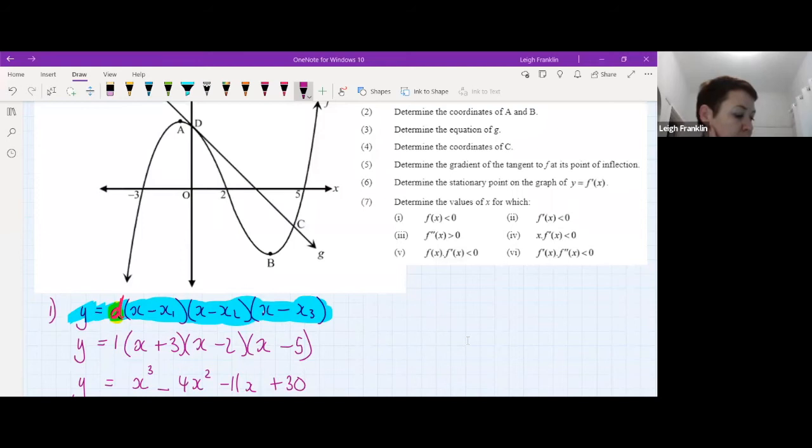We're taking the derivative because we're working with the turning points. The gradient at the turning points is 0. We're going to make it equal to 0, and then we're going to factorize or use the quadratic formula, and we're going to check our x coordinates at our turning points, and then we are moving on.